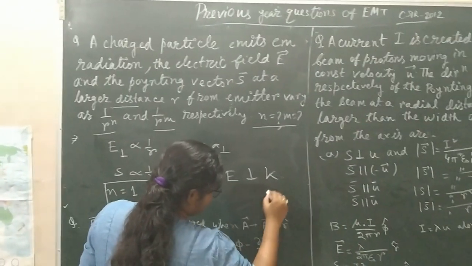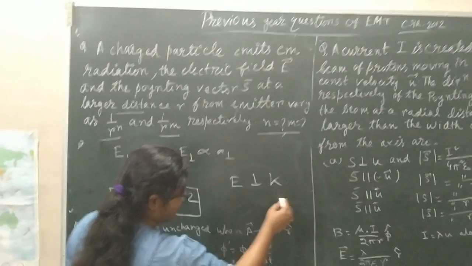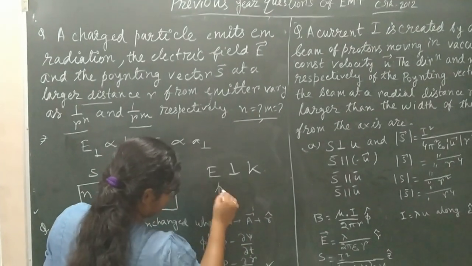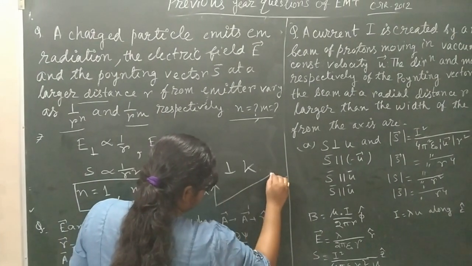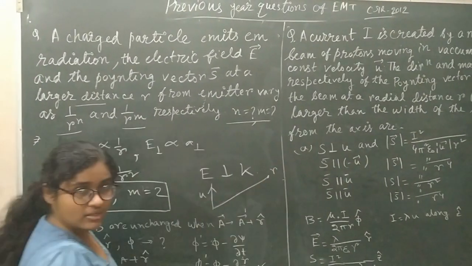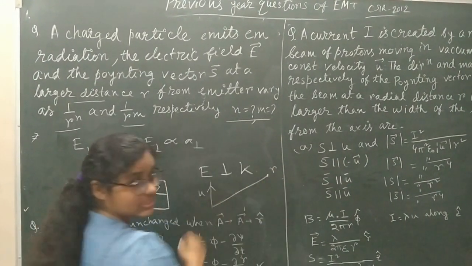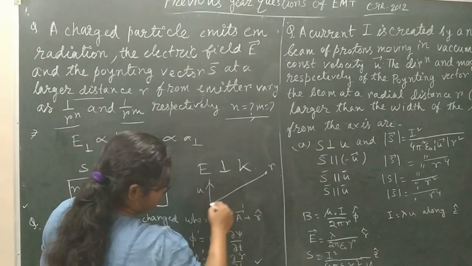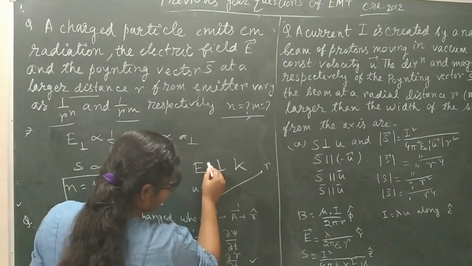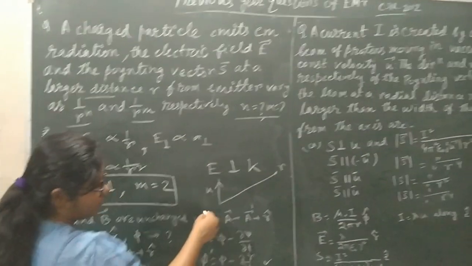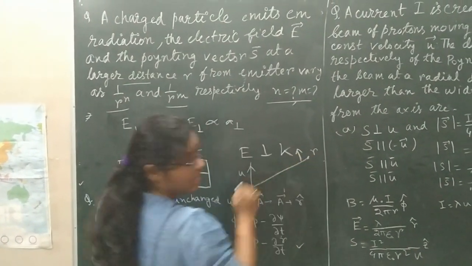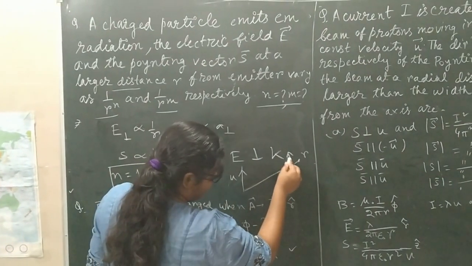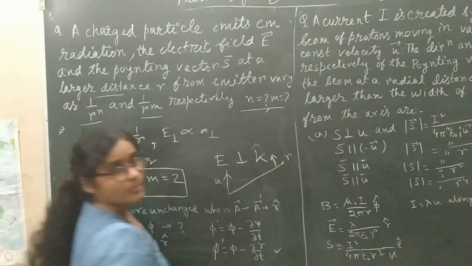Suppose the charge is going along this direction with a velocity u, and there is an audience, someone who is sitting here at a distance r. So I can say that the electric field vector which is responsible for this electromagnetic wave propagation will be perpendicular to the r vector, where the r direction is the direction of the propagation.